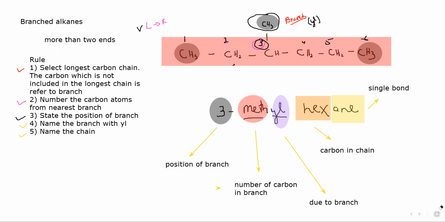Another structure. So we are naming the branched alkanes. For example, we have CH3, CH, CH3, CH2, CH3.